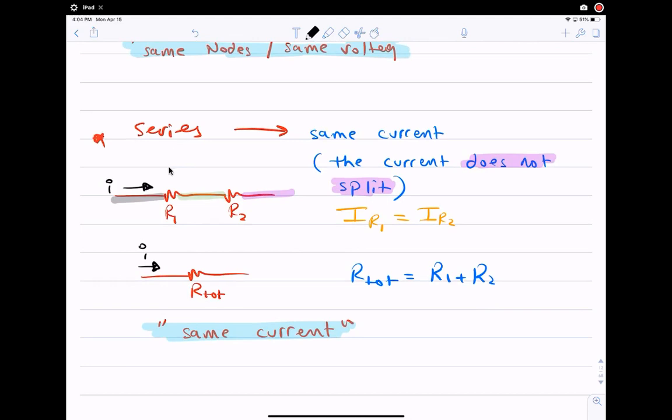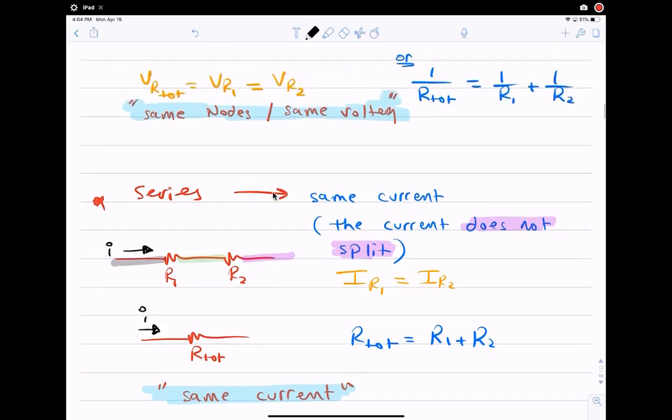Now, the second combination is series. In series, I'm not looking at nodes, I'm not looking at voltages, I'm only paying attention to currents. So if I'm having the same current running through R1 and R2, you see here the current, when it goes through R1, it does not split, it keeps going the same amount of current through R2.